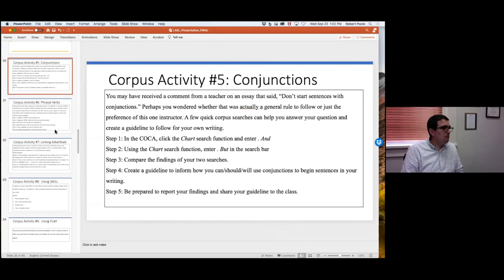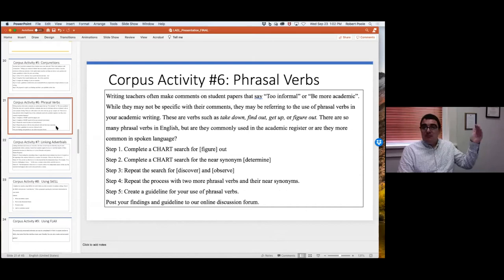Again, addressing this, back to my comments earlier, speaking of informality, formality, helping writers make choices that are appropriate for the register. Writing teachers, as I've written in this prompt, often make comments that say, too informal, be more academic. Okay, maybe sometimes, not all the times, maybe sometimes what they're referencing is frequent use of phrasal verbs. Right? Maybe there are a lot of phrasal verbs in your writing. So let's test, are phrasal verbs informal? Are they frequently used in academic writing?